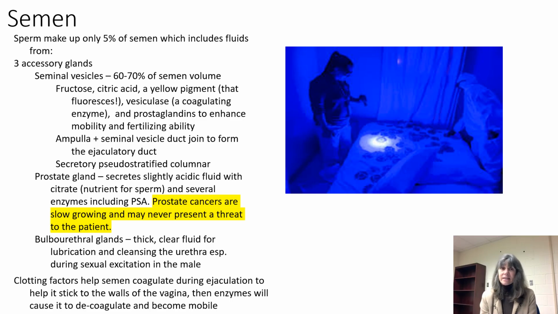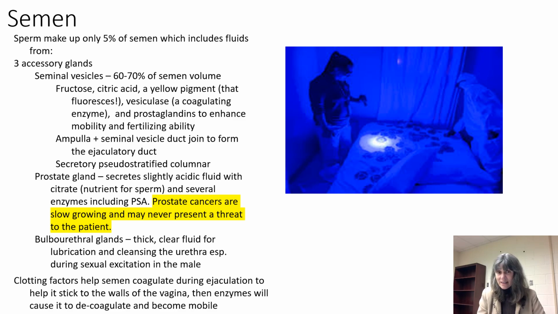Seminal vesicle fluid includes fructose, citric acid, a yellow pigment that actually fluoresces, which is why you see the picture on this slide, an enzyme called vesiculase, which helps coagulate semen, and prostaglandins, which are important in enhancing the mobility of sperm as well as enhancing their ability to fertilize an egg. The ampulla of the vas deferens and the seminal vesicle ducts join to form the ejaculatory duct. The seminal vesicles are lined with secretory pseudostratified columnar epithelium.